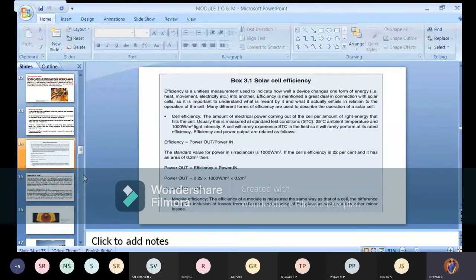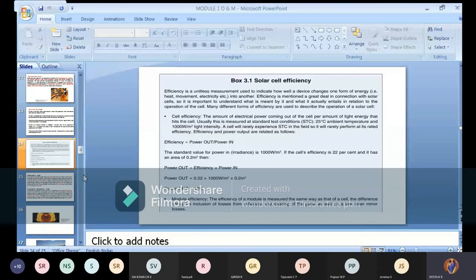Before that, we'll see what exactly solar cell efficiency is, then we'll go for the different types of systems. So what is efficiency? Efficiency is a unitless measurement used to indicate how well a device changes energy from one form to another form. Everyone knows, right? Has anybody represented a unit for efficiency? We just say 90%, 20%, 30%, always in percent, but nowhere have we specified watts, amps, or volts, because efficiency is a unitless measurement.